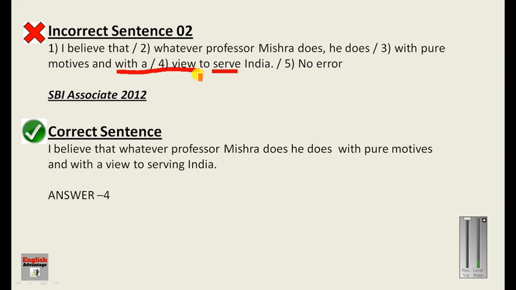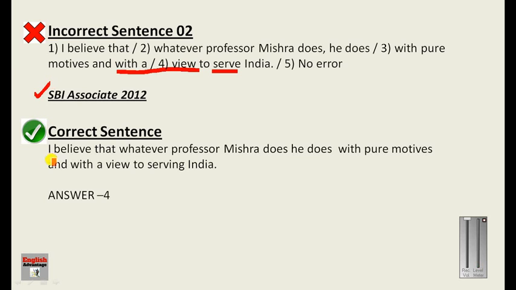phrase. With a view to is a prepositional phrase, and all prepositional phrases like with a view to, like look forward to, like in spite of, like in place of, all these prepositional phrases are always followed by the ing form of the verb, or you can say the gerund form of the verb, because the gerund form of the verb is considered a noun and prepositions are followed by nouns. So this is how this concept is, and this question has already come in SBI Associate 2012 exam.